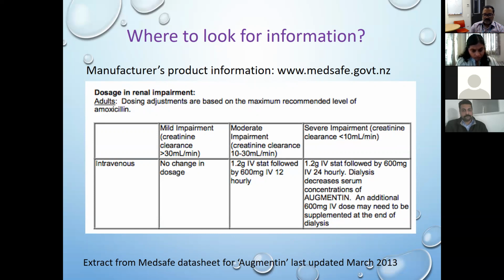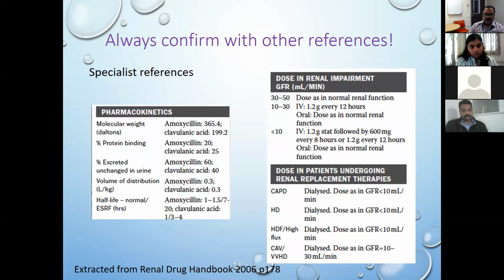All right, next. So then you've got, there's also other references. So we try and look for information in more than one resource, just to make sure we've got adequate evidence to base our decision on. So this is an example of the information in the Renal Drug Handbook. And this is from the UK.